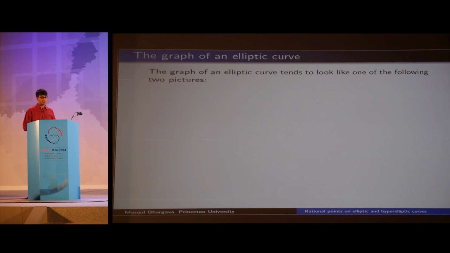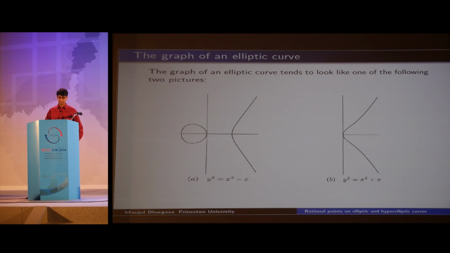So first, just to give you a sense of what these things look like, if we graph an elliptic curve in R2, it tends to look like one of these two pictures. So either it has two components or one component. And how do you tell which one? If you have y squared equals a cubic polynomial, you'll get the first picture if the cubic polynomial has 3 real roots. You'll get the second picture when the cubic polynomial has 1 real root.